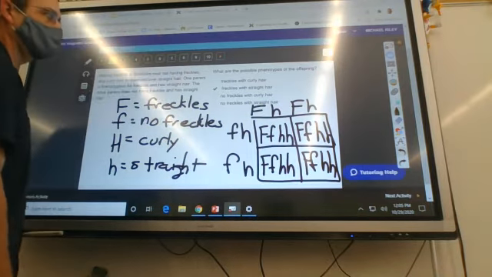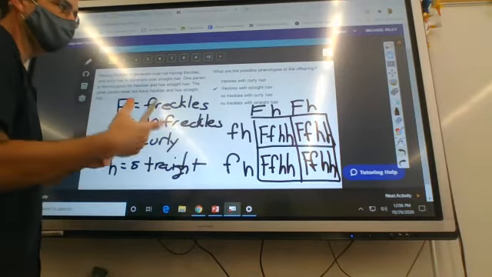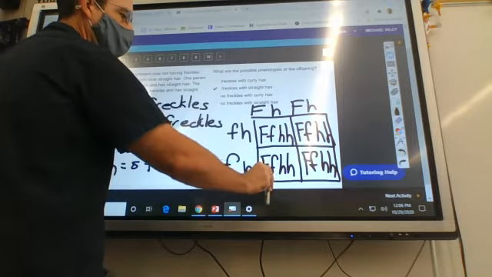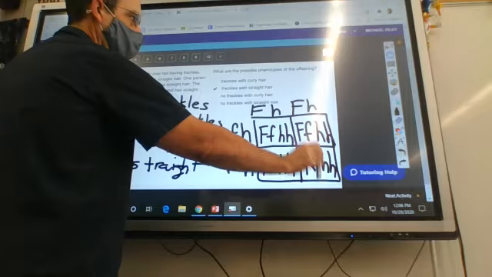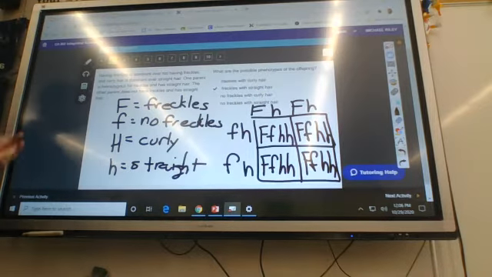now you can answer the question. What are the possible phenotypes of the offspring? Phenotypes being physical traits. Freckles, straight hair. Freckles, straight hair. Freckles with straight hair. Okay, you have to set it up.